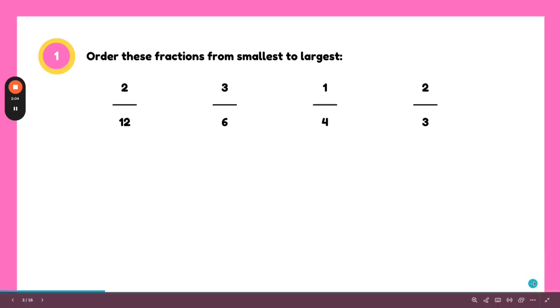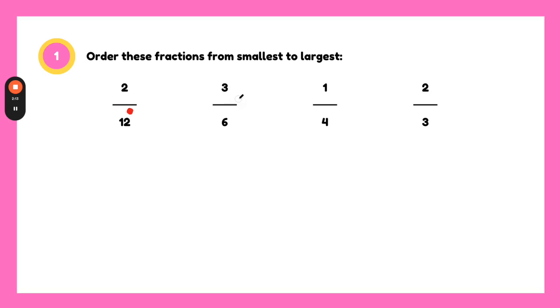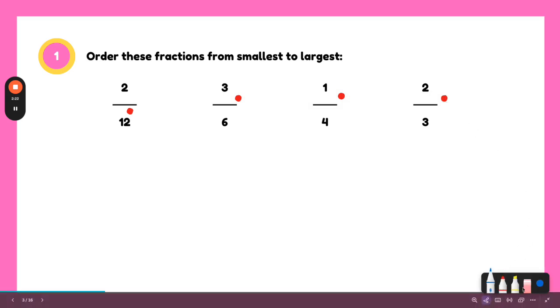Okay, so let's have a look at this question. We have 4 fractions: 2 over 12, 3 over 6, 1 over 4, and 2/3. So if you recall, when we want to order fractions that have different denominators, we need to find a way of getting these fractions to have the same denominator. And how do we do that? Well, we use the method of finding equivalent fractions.